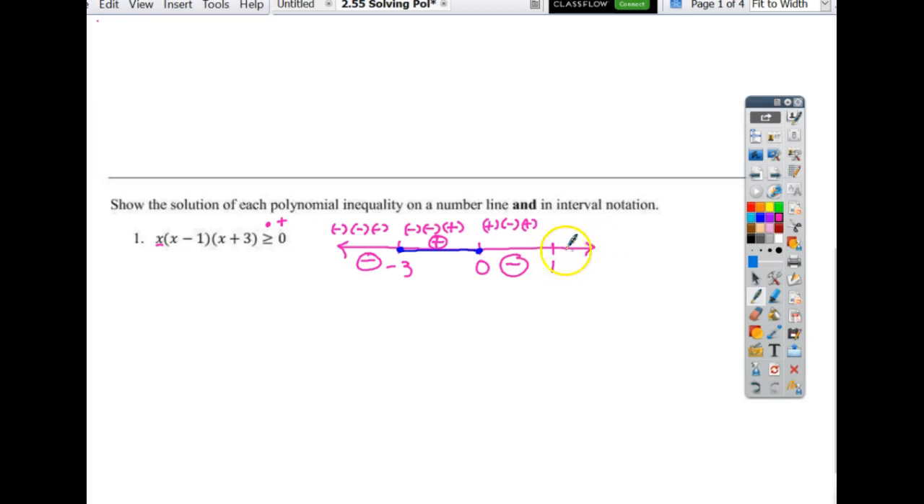So the last one I'm going to test is over here. So if I test number 2, 2 is positive. If I put 2 in here, 2 minus 1, that's positive. And if I put 2 plus 3, that's also positive. This is positive. So this portion is also the solution. So I would write -3 to 0 because it's interval notation. They're closed, so I get brackets. This also gets a bracket, 1 to infinity.